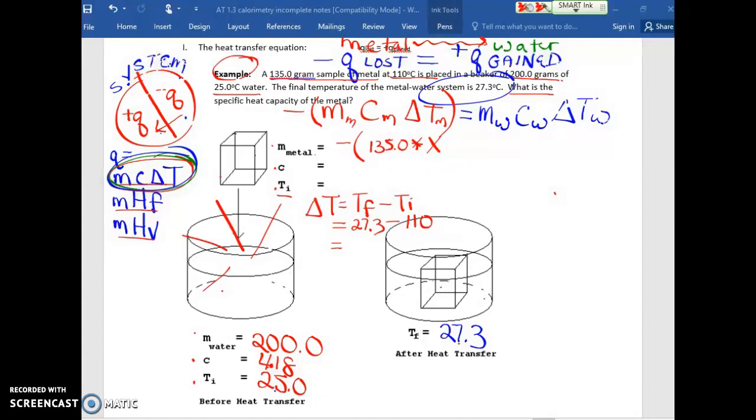So I believe that is negative 82.7. But guys, that's why we have the negative out in front. The negative takes care of the negative change in temperature. So truthfully, you can just ignore all the negatives and just assume it'll come out positive. For our purposes, that's fine. What's happening on the water side? Well, the mass of the water is 200 grams.